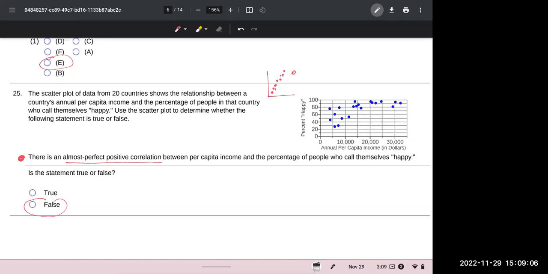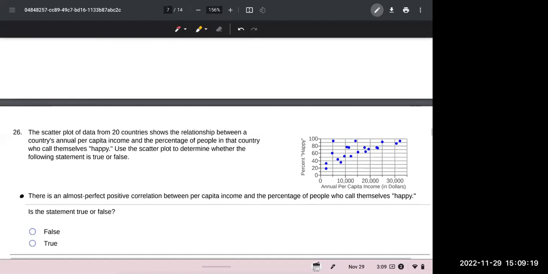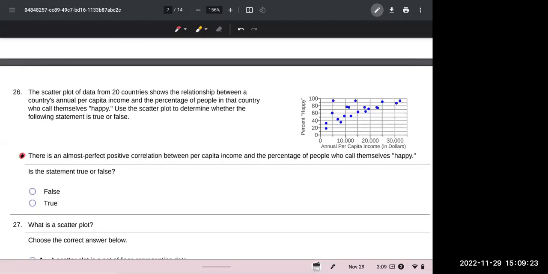So this is almost perfect positive. We don't have that here, that's why this is false. Question 26, so you have a scatter plot. Also, you have to answer the question true or false. Okay, this is the same type of problem. So also will be false.